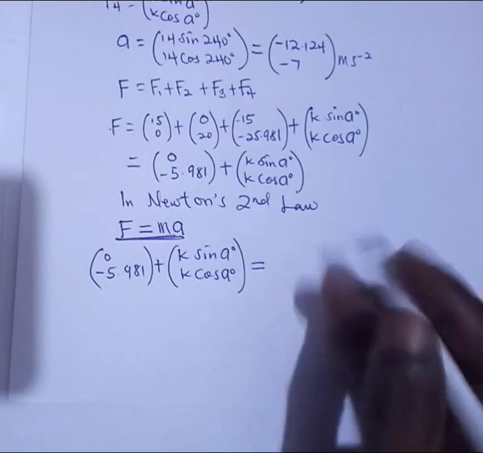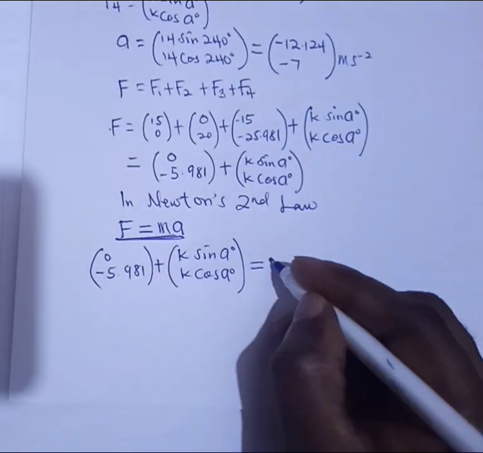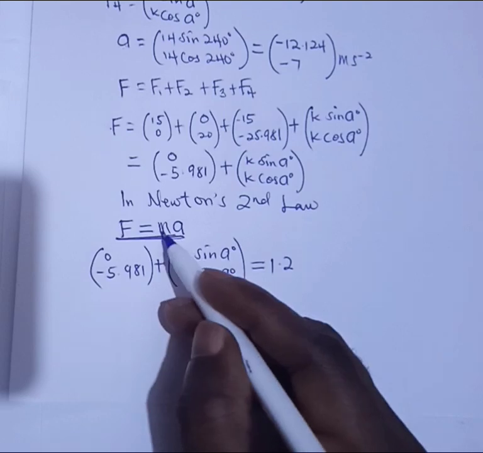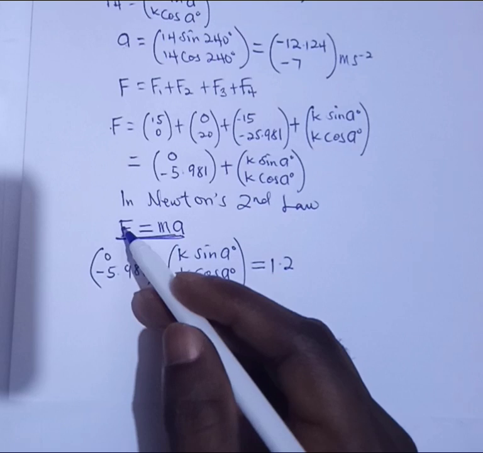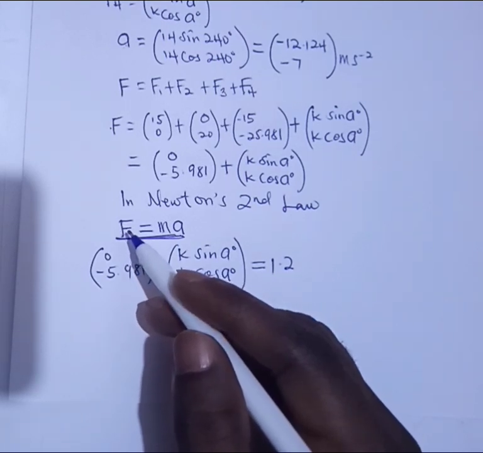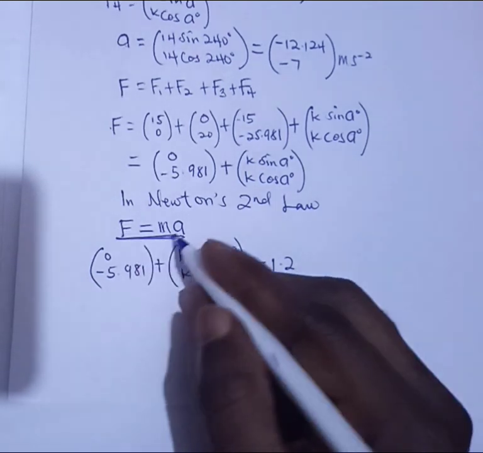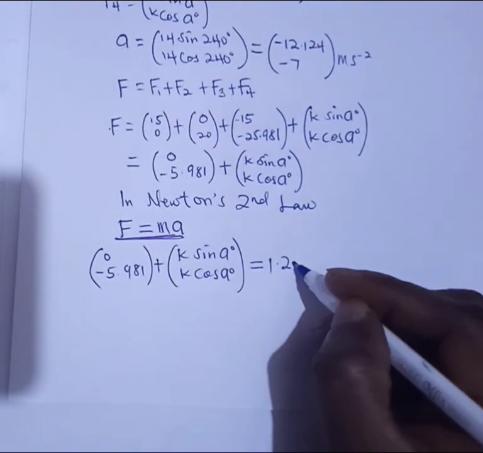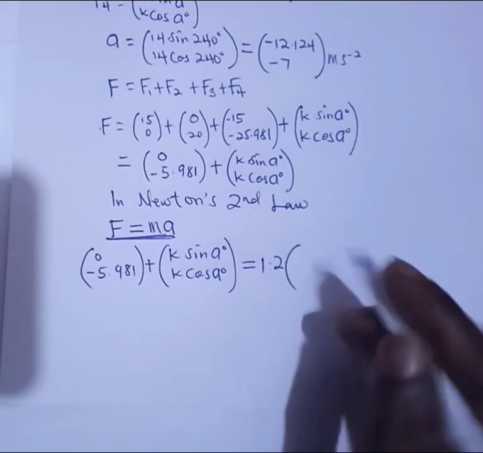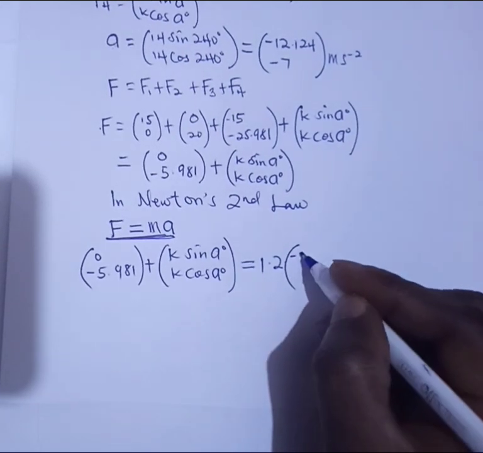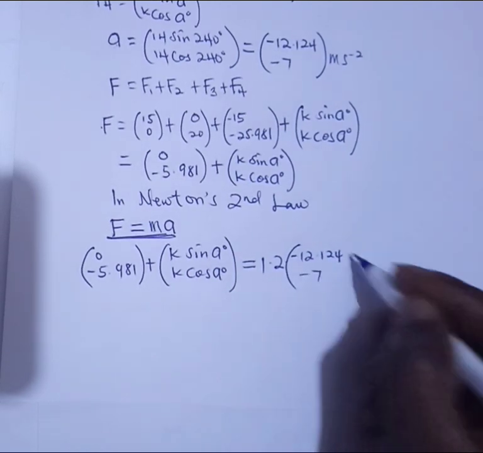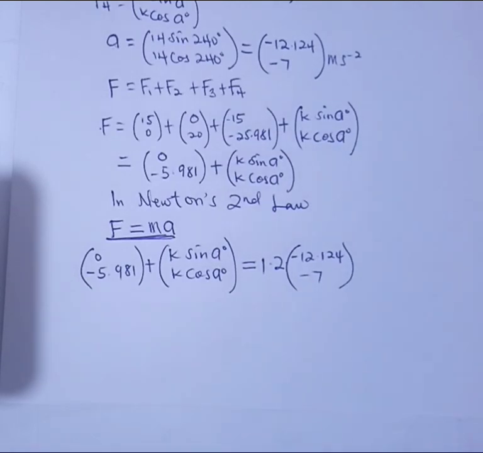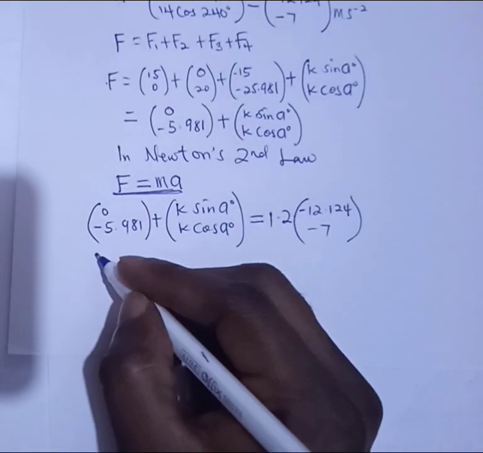It's equal to. So we know mass as 1.2. And looking at it, this is the product. The product of mass and acceleration gives us the resultant force. Have we gotten? It gives us the force. That is what Newton's second law states. Since we are finding the product, I will only write my acceleration, which is giving us negative 12.124 and then negative 7, all in column form. All right. So let me repeat this.